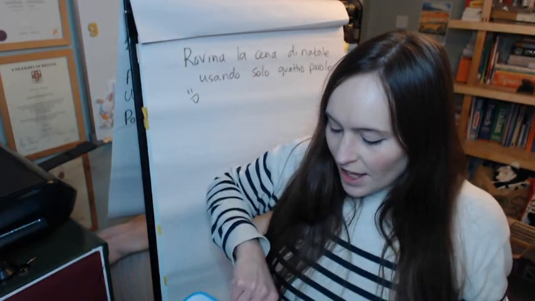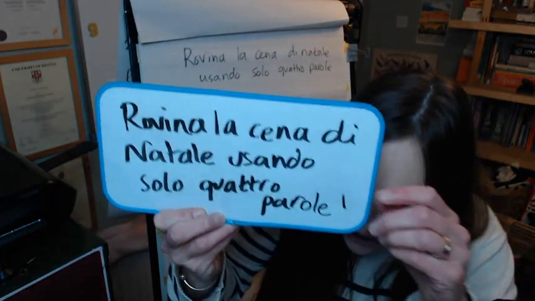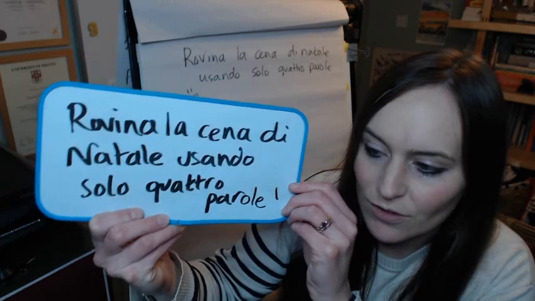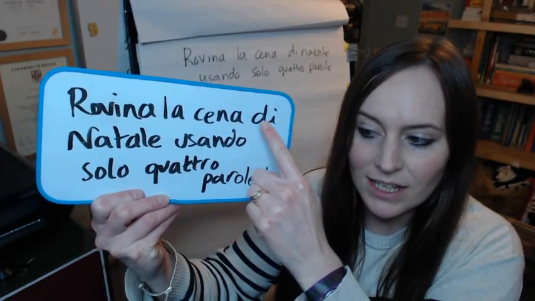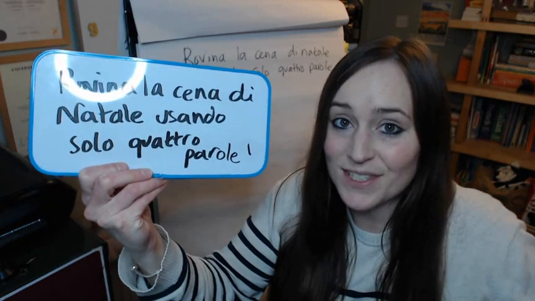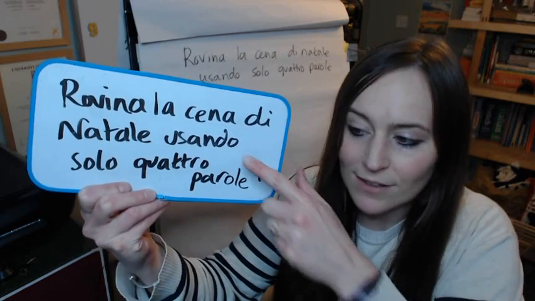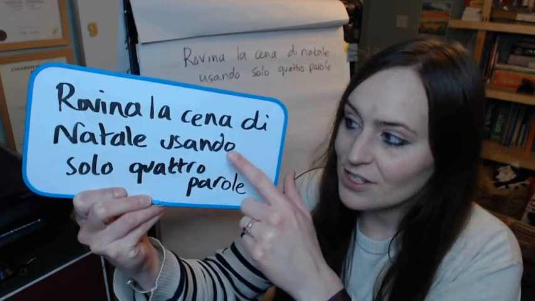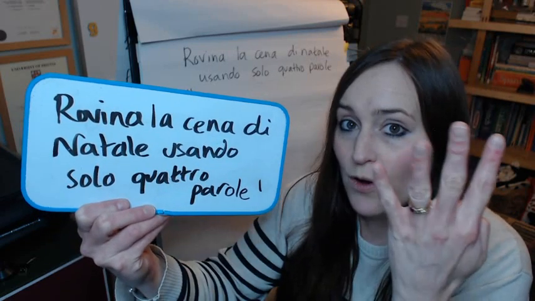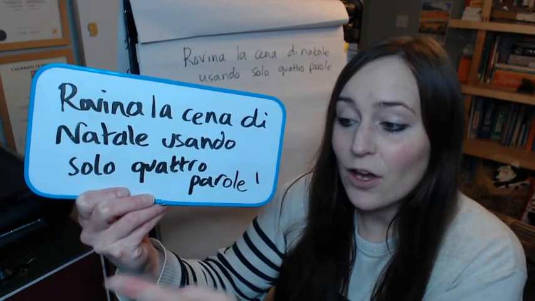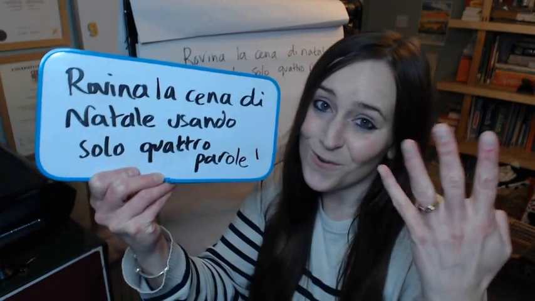And what this means is rovinare is to ruin. Rovinare è a verb. Ruin la cena di Natale, that's Christmas lunch or Christmas dinner as we call it in the UK. Usando, using, that's the gerund form of the verb usare, solo 4 parole, only 4 words. So ruin Christmas dinner using only 4 words.